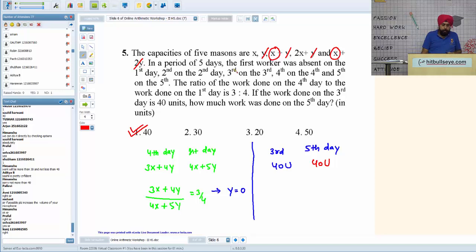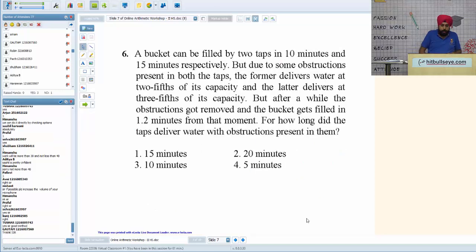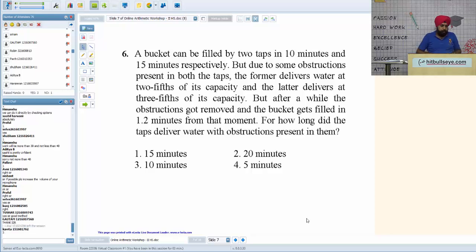So let's move to the next question, students. This one, a very good question again, students. A question based on pipes and cisterns. Thank you so much, Tushar. Kavita, you always answer very quickly. Let's see whether the answer is right or wrong.